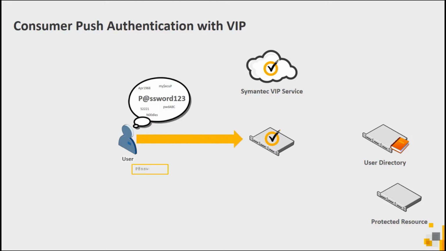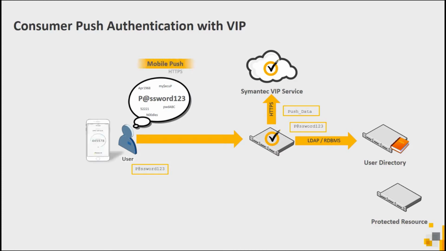The user inputs only the username, the first factor information. That's sent to the gateway for verification with the user directory. At that point, assuming that the user directory authenticates that individual with the first factor authentication, the gateway sends push data to the VIP services for a push notification to be sent to the user.